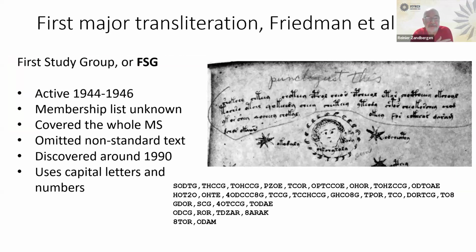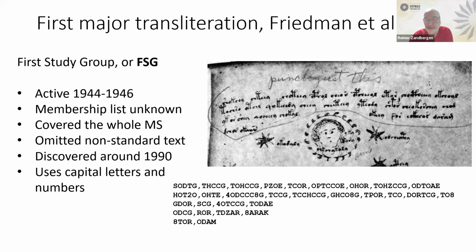Now, the first major transliteration of the Voynich manuscript was done by Friedman and a group, his first study group that he set up in the 1940s. We don't know exactly who was involved in this. We don't have all the names, but they transcribed or transliterated the entire manuscript. However, they omitted text that wasn't standard along writing.